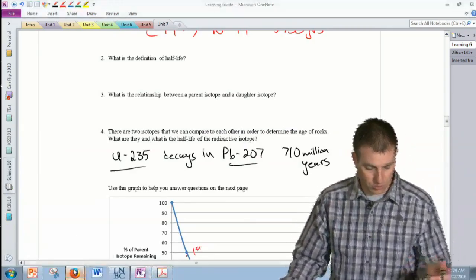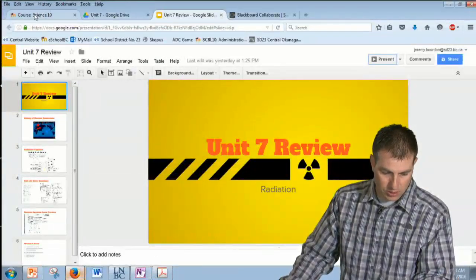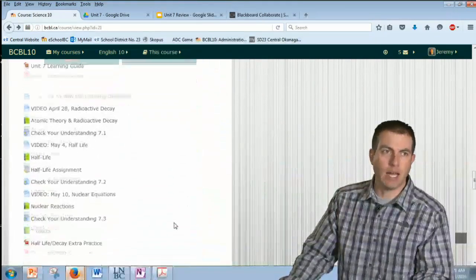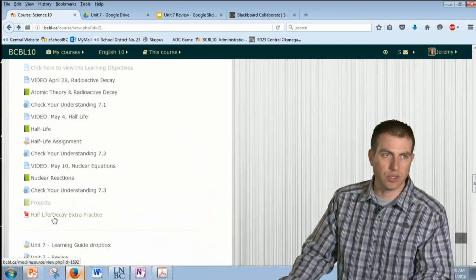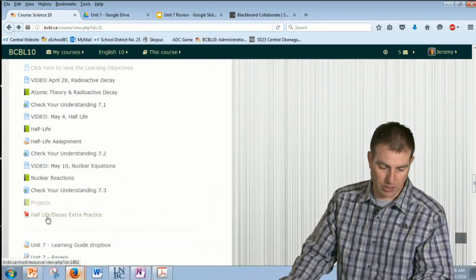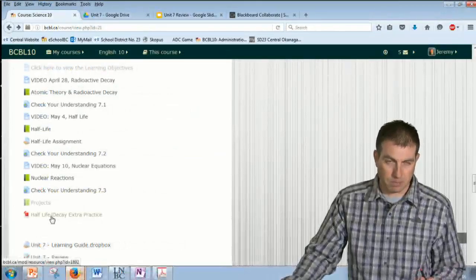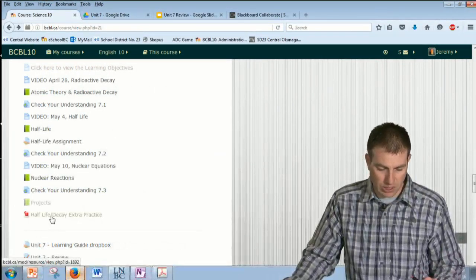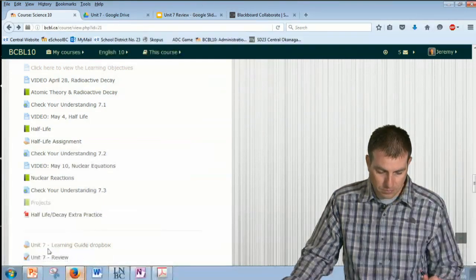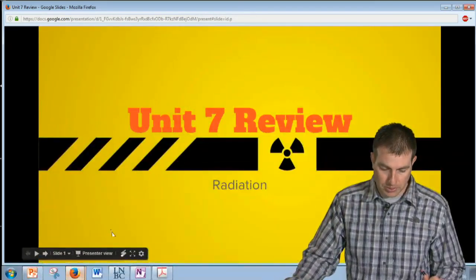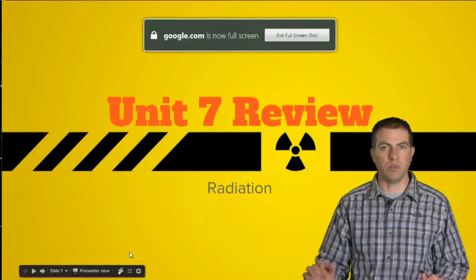Let's jump into this first. So in the course, at the bottom of Unit 7, I have added a sheet, and we're actually going to go through it together today, so you don't even really need to download it, but here it is. Half-life decay equations, extra practice. I have a booklet with a bunch of worksheets in it, and I included it because we didn't have a ton of these types of questions. So we're going to look at those in class in a second. What I want to do first is talk a little bit about what we've been looking at.